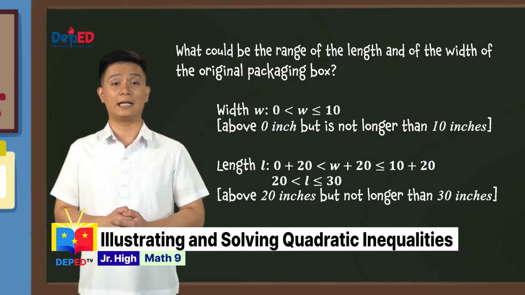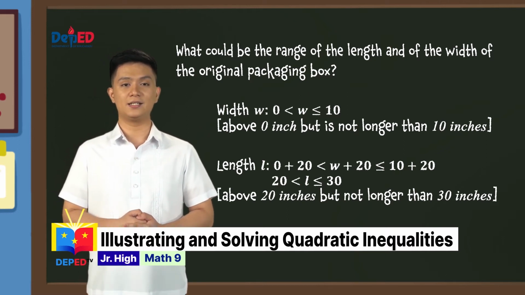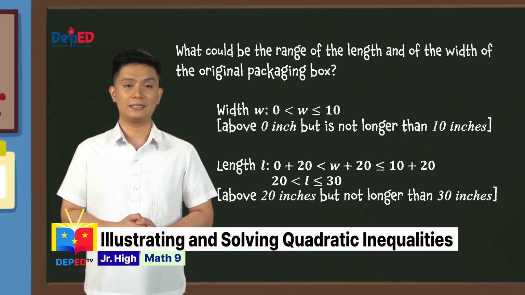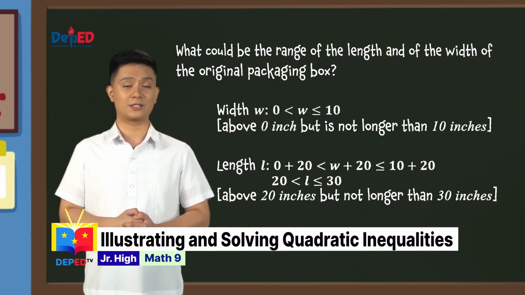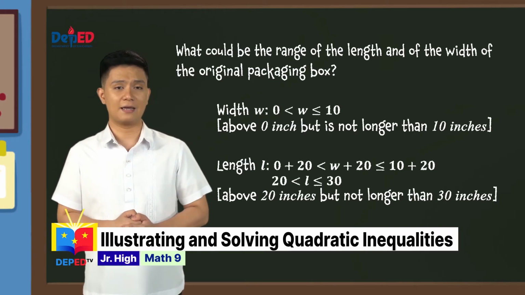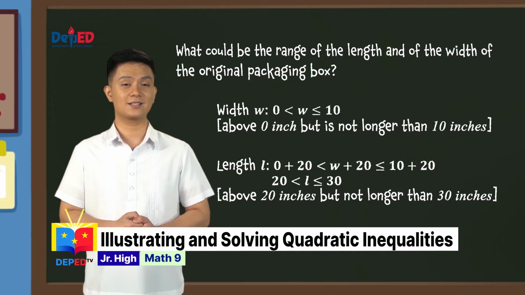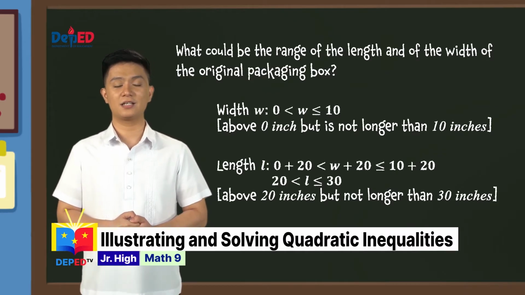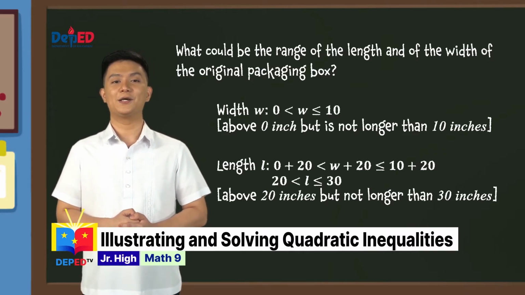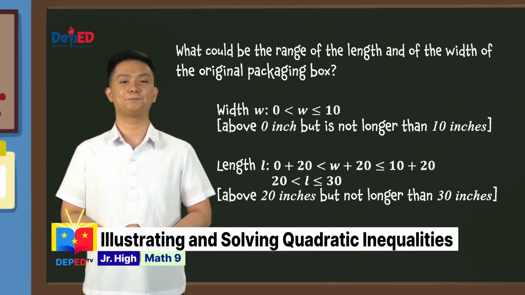Since we represented the length as w plus 20, adding 20 to the sides of the double inequality, 0 is less than w and w is less than or equal to 10, must give us the range for the length of the box. The length is above 20 inches, but not longer than 30 inches.